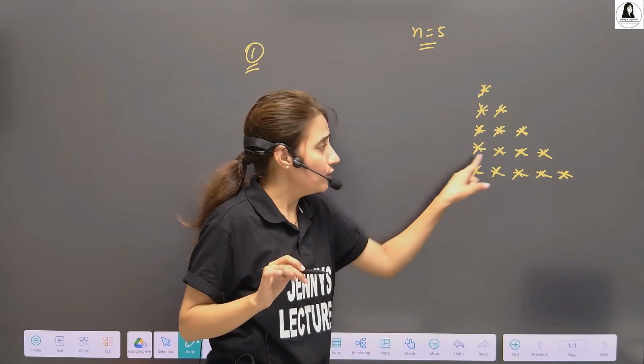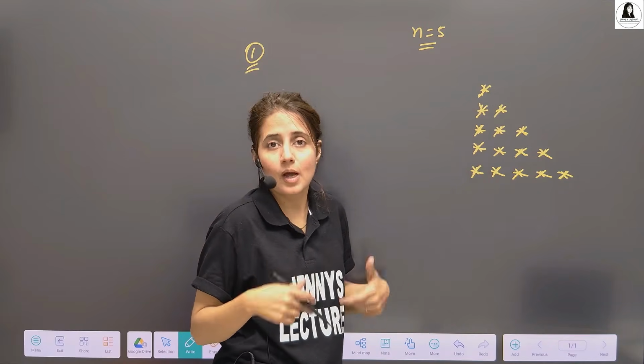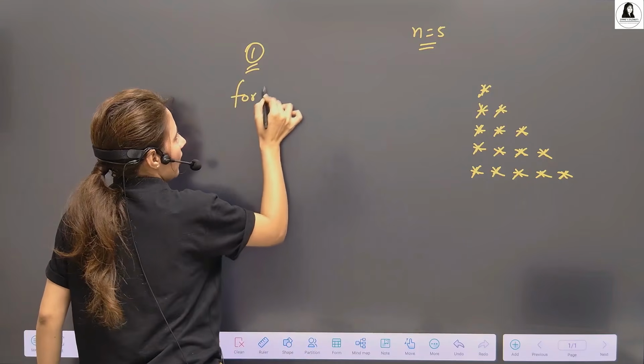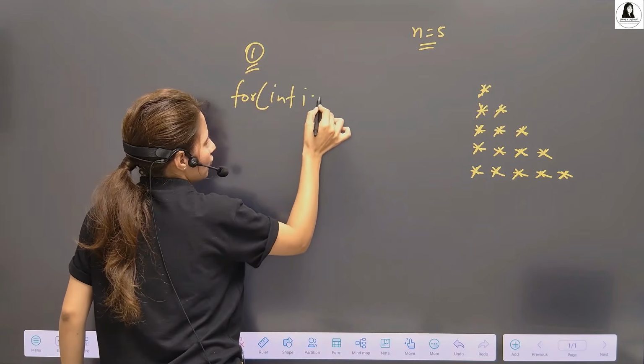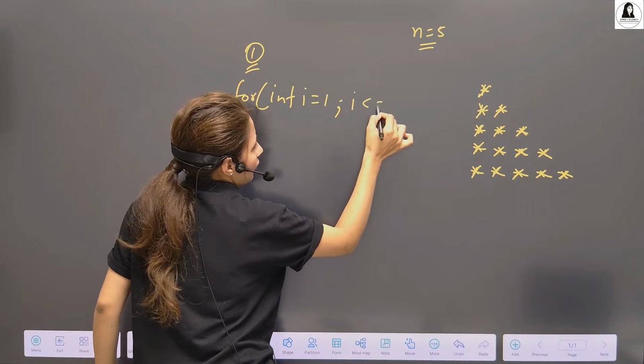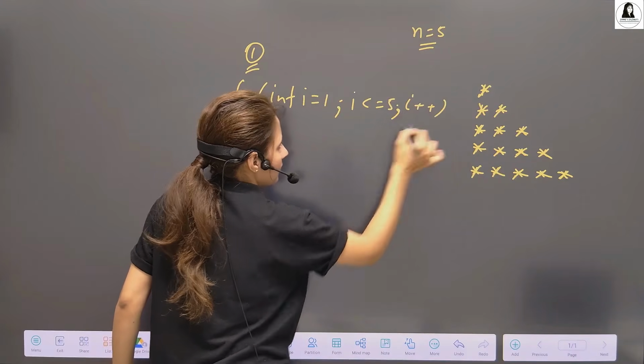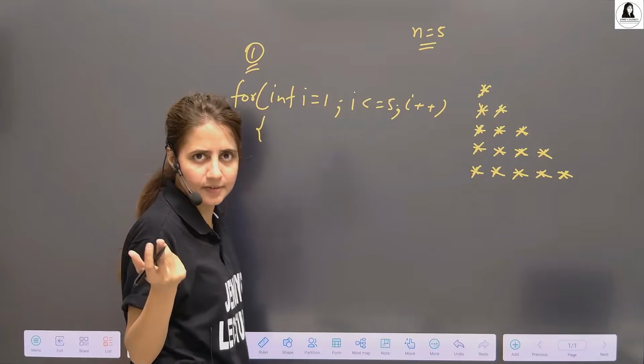For the number of lines, which loop is responsible? The outer loop. So the outer loop should run like int i is equal to 1, i less than equal to 5, i plus plus. This is for sure, right?